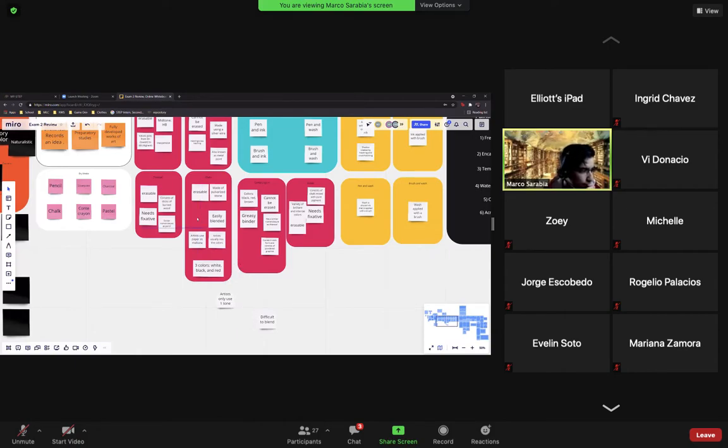Oh, this one as well. These disappeared. So all of those are the most important characteristics of them. Okay. Difficult to blend. This one.